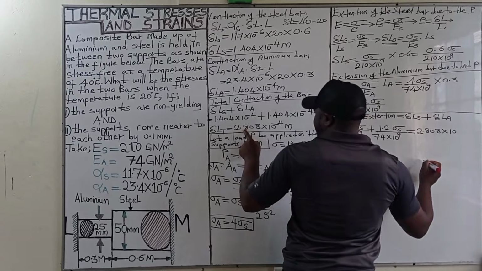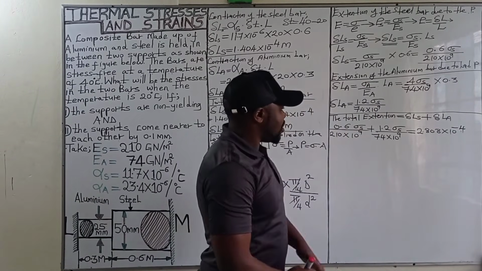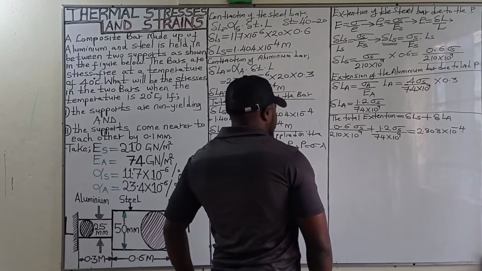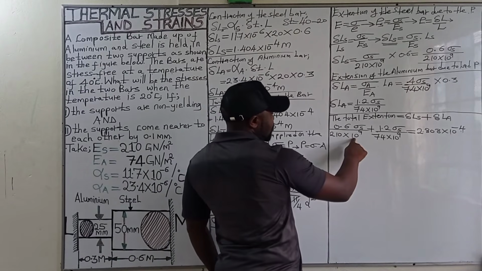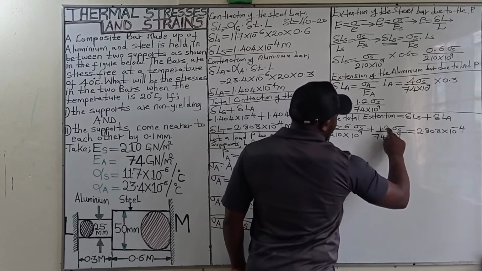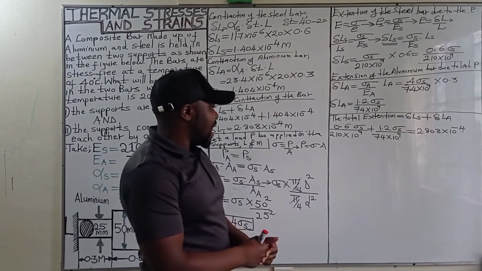2.808 times 10 raised to the power of -4. So that is the total extension of the whole component. Good. What we are going to do, we are going to remove this 10 raised to the power of 9 by multiplying each section by 10 raised to the power of 9.